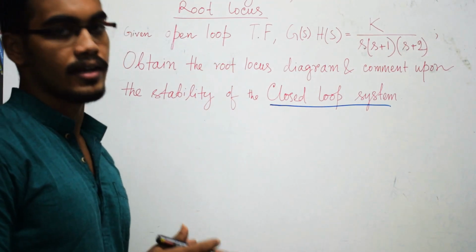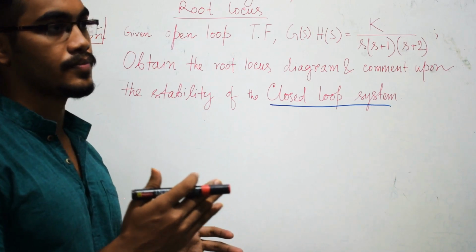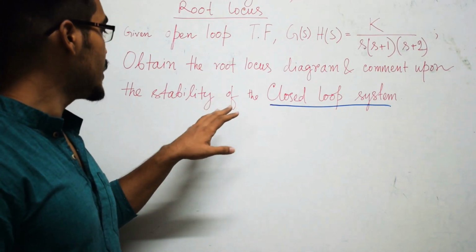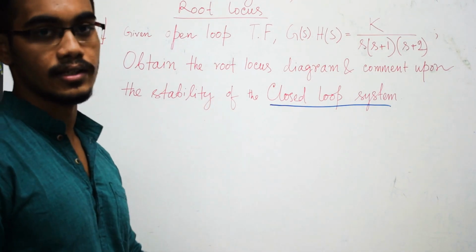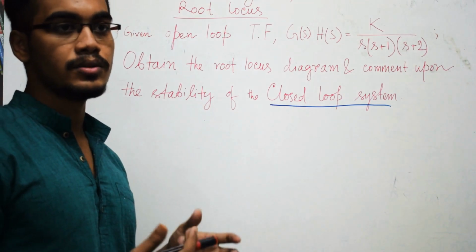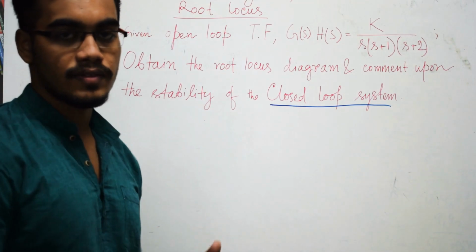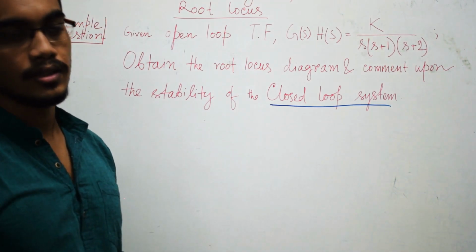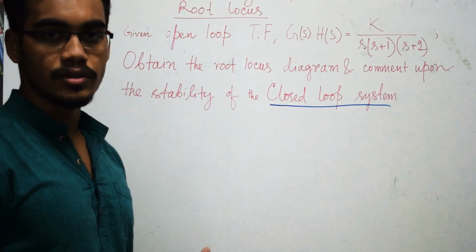Then from that diagram, seeing where it is going, you have to comment upon the stability of what? The closed loop system, because from root locus you take the poles of the open loop transfer function, but you comment upon the stability of the closed loop system. That's the main thing. Now we are going to solve the problem.